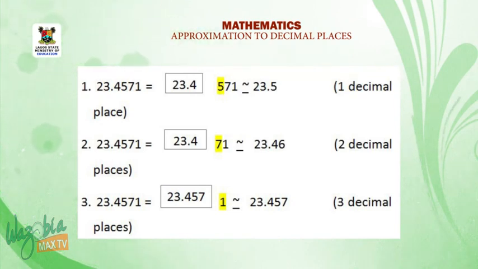The third one, which is to 3 decimal places, we have 23.4571, which means we need 4, 5, and 7. Now, 1 is less than 5, which means we round down. So our final result remains 23.457.